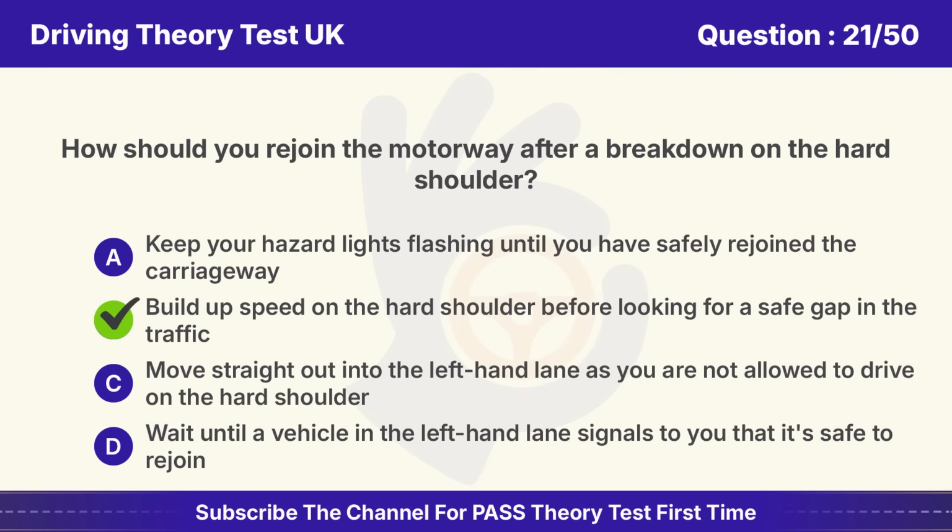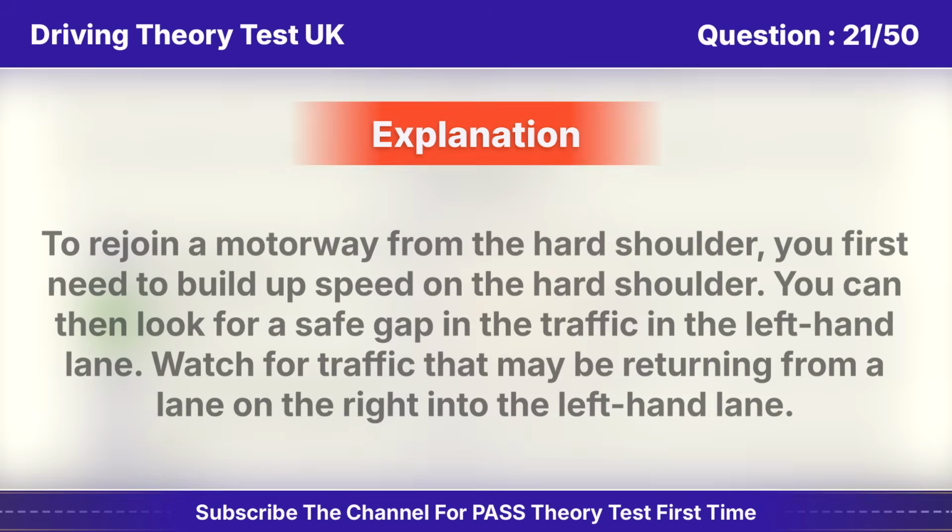Answer is B, build up speed on the hard shoulder before looking for a safe gap in the traffic. To rejoin a motorway from the hard shoulder, you first need to build up speed on the hard shoulder. You can then look for a safe gap in the traffic in the left-hand lane. Watch for traffic that may be returning from a lane on the right into the left-hand lane.